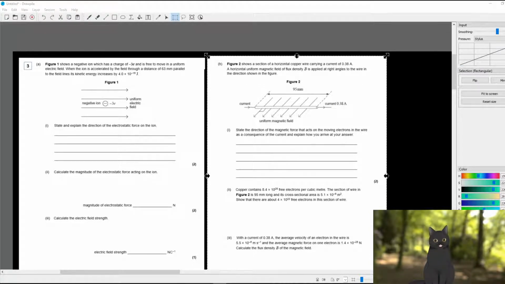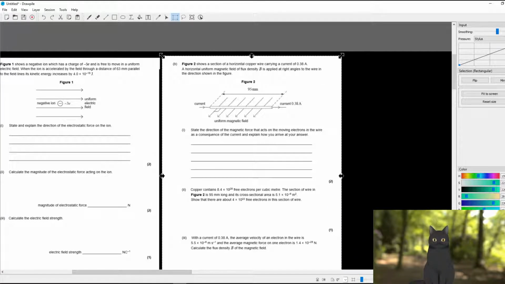Okay, your question will be... I have no idea. I looked at the mark scheme, but I didn't get what the mark scheme said either. This one is I equals nAev, I believe. But it doesn't include B.